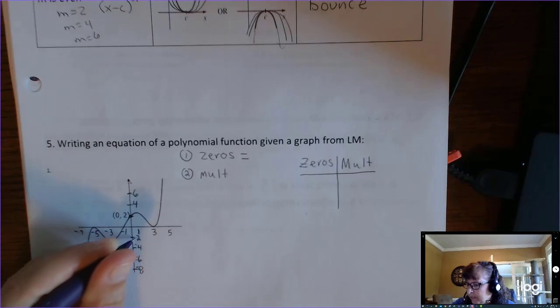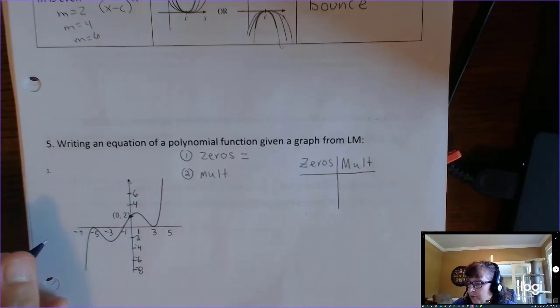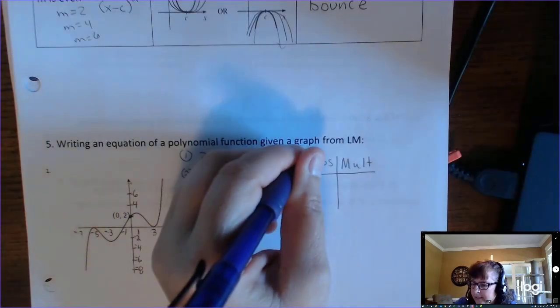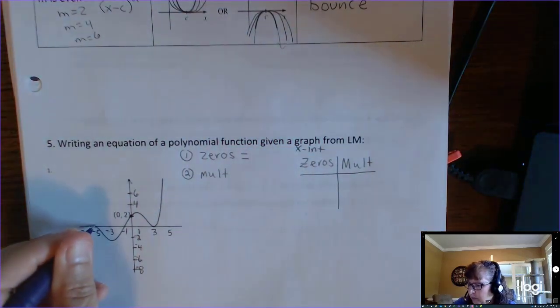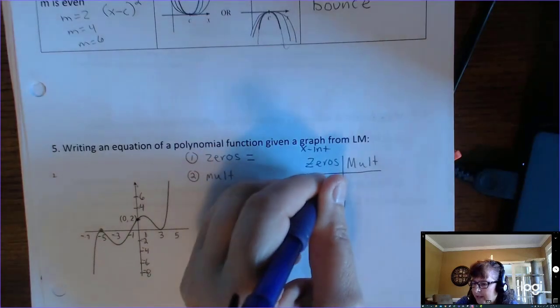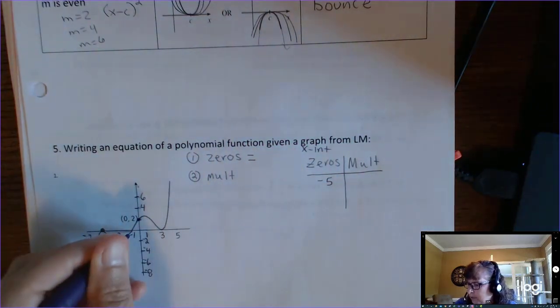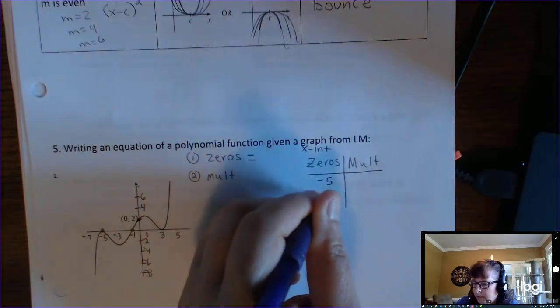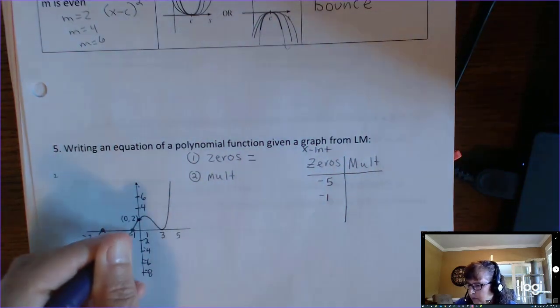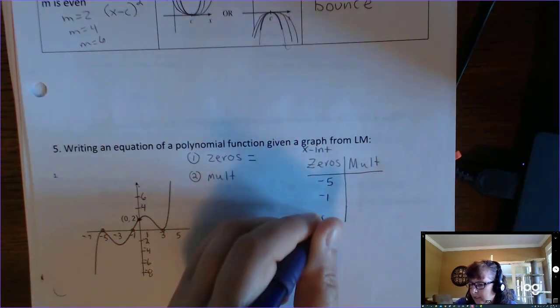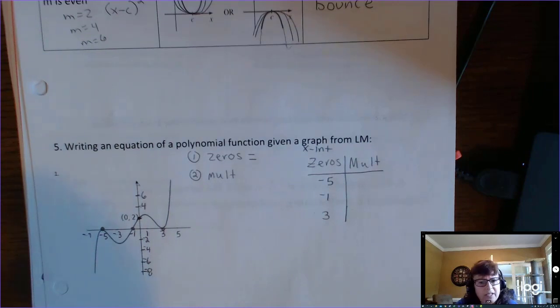Okay, so we have to find our zeros first. So I'm going to go left to right, and anytime the 0 means x-intercept, so we have a 0 at -5, and it's going through the x-axis at -1. And it's going through the x-axis at 3. This 0, 2 is not a 0. That's a y-intercept, not an x-intercept.